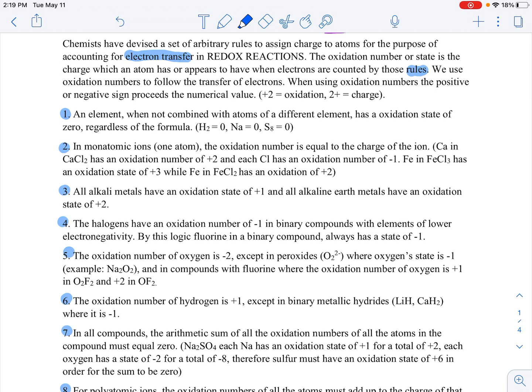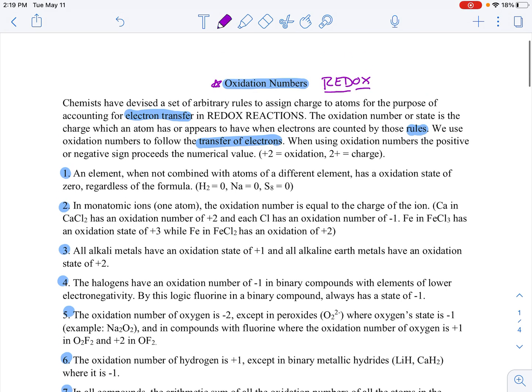We use oxidation numbers to follow the transfer of electrons. When using oxidation numbers, the positive or negative sign precedes the numerical value. So, if I were talking about the charge of calcium, it would be 2+, and the oxidation state of calcium would be +2. I don't care actually which way you do it. You'll notice that I always put my oxidation numbers up on top and my charge in the upper right-hand corner. That's how I do it. But the right way to do it is actually with the sign before the number, but that's fine either way.